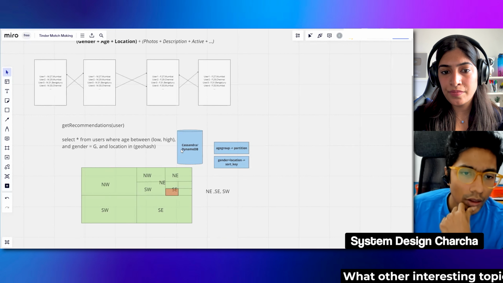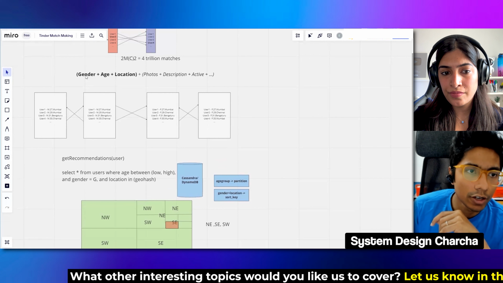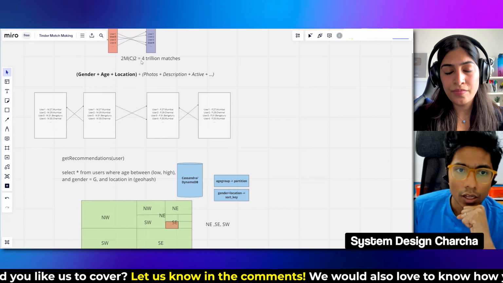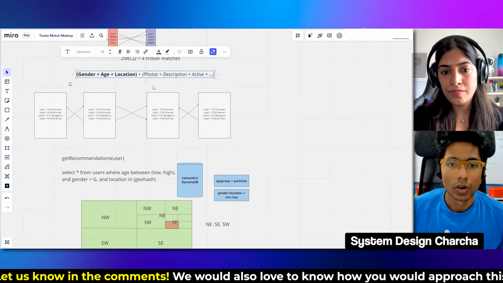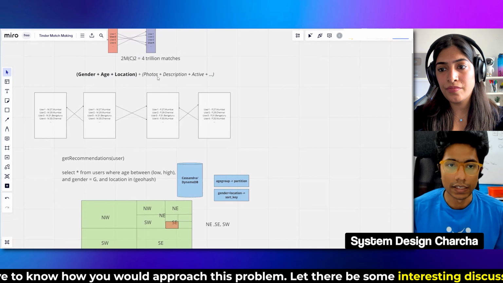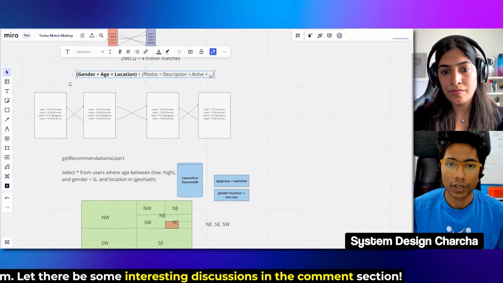Is there anything that we have missed? I think the main part, which is gender, age, and location, is something we have been able to manage. Let's also talk about things which we can't pre-compute very easily, like photos, description, and activity.